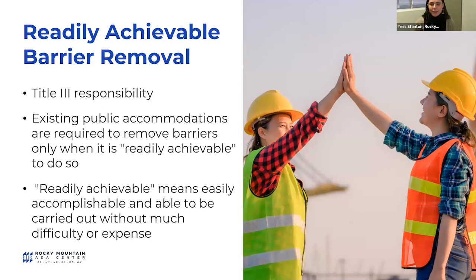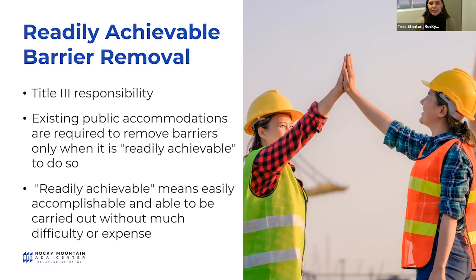And then Title III facilities, so those public accommodations, places like restaurants, venues, movie theaters, performing arts theaters, places like that, have the obligation to provide readily achievable barrier removal. So this means that existing public accommodations are required to remove barriers only when it is readily achievable to do so. Readily achievable means easily accomplishable and able to be carried out without much difficulty or expense. So again, you're expected to comply with the standards where it is readily achievable to do so.